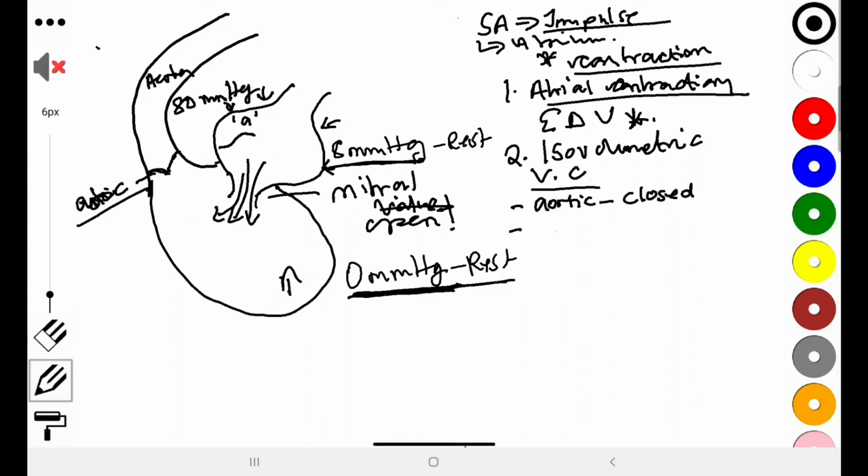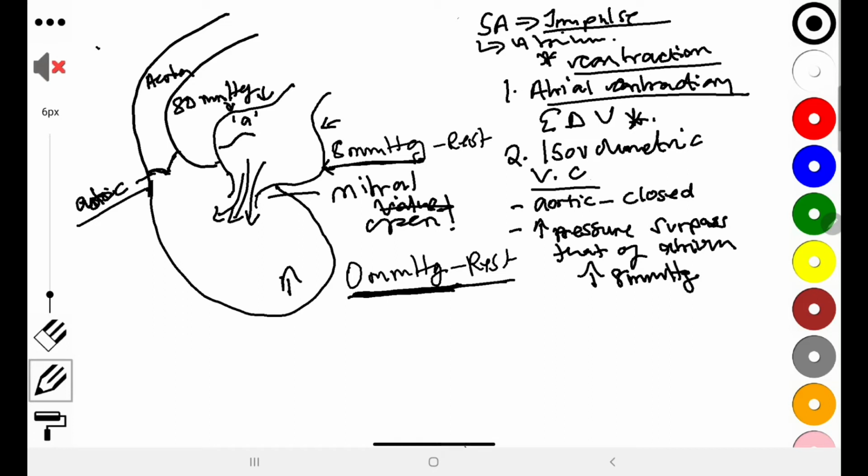Second to this, the contraction will cause an increase. So it will increase and the pressure will surpass that of the atrium. It will go above 8 millimeters of mercury, or whatever pressure it had been raised to because of contraction. So when this happens, when the ventricular pressure is more than the atrial pressure, what's going to happen?